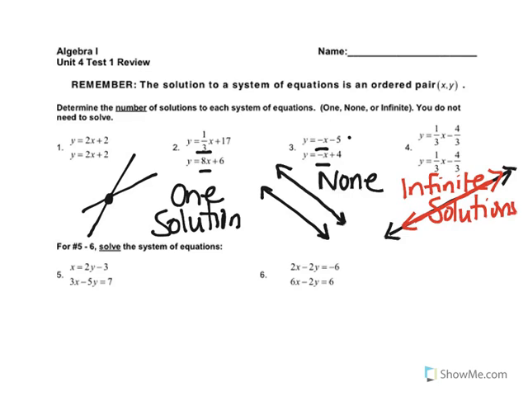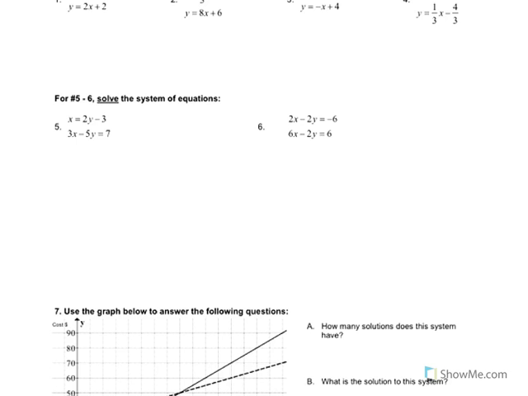Okay, now the next two we need to solve. So when we're solving systems of equations, we need to look them over and decide what might be the best method. Now remember, we've learned 4 ways to solve systems of equations. We can do substitution. So substitution is a good method if one of the equations says x equals or one of them says y equals, and then we can plug that into the other equation.